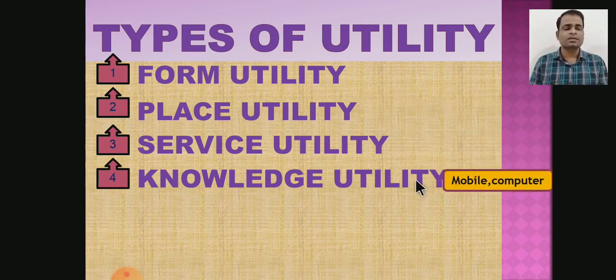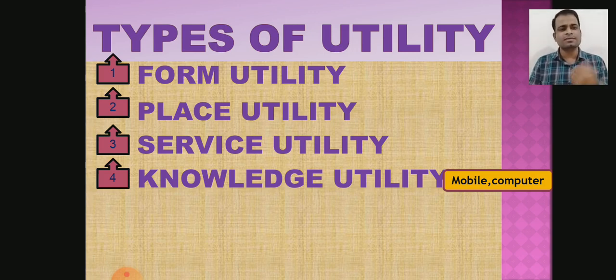So when we have a mobile but we don't have any knowledge related to the functioning of the mobile, then we may not get more utility from the mobile. But when we take the knowledge about the functioning of the mobile, then we may have more utility due to the knowledge acquired by us. Therefore it is called knowledge utility.